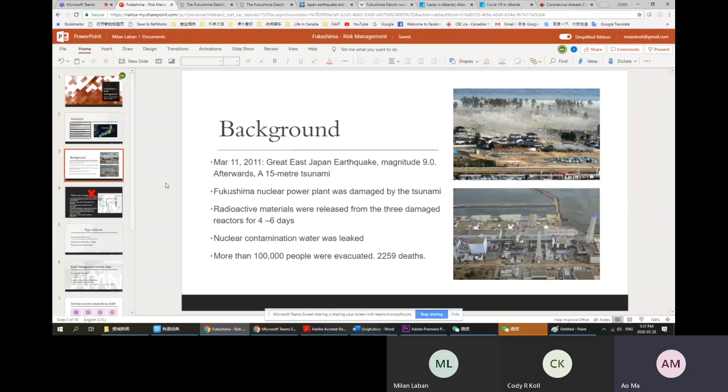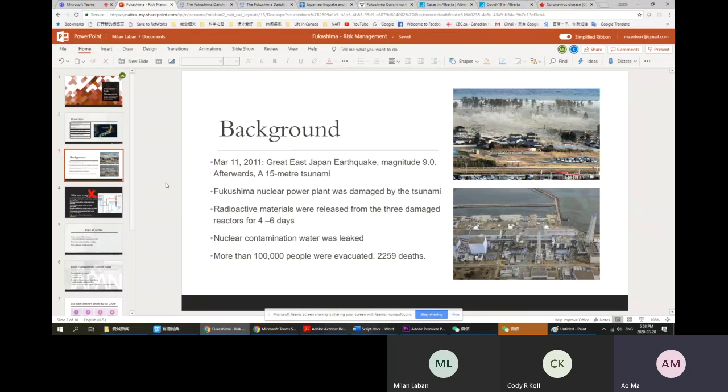So now let's start. On March 11th, 2011, a Great East Japan earthquake happened in the ocean area at the East Japan region. This earthquake was one of the largest earthquakes in history, with a magnitude of 9.0. After the earthquake, a huge tsunami with 50-meter high waves happened.